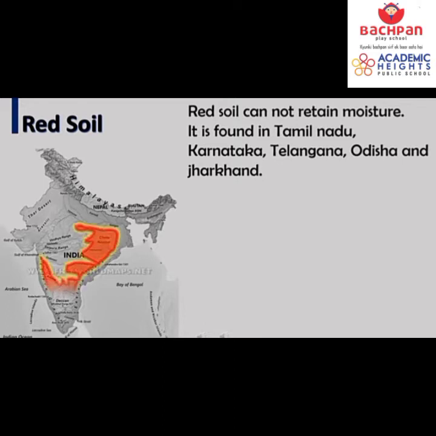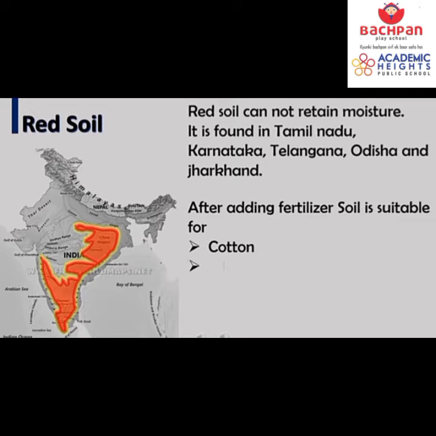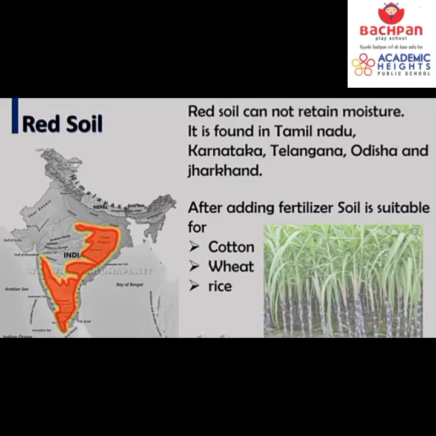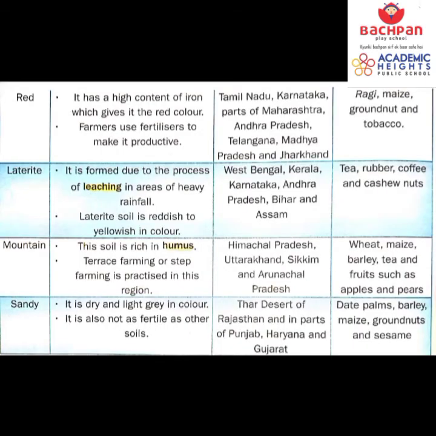It is found in Karnataka, Tamil Nadu, Telangana, Odisha, Jharkhand, some parts of Madhya Pradesh also. You should know, after adding fertilizer, soil is suitable for cotton, wheat and rice. So dear students, did you ever think why the soil is red? Yes, it is red due to the high content of iron in it. Yes, iron, which gives it a red color.